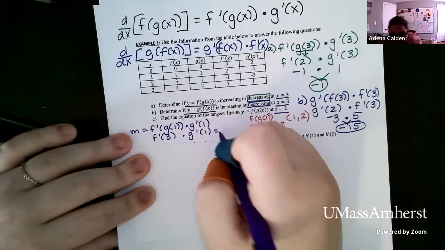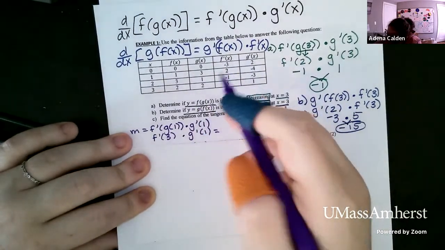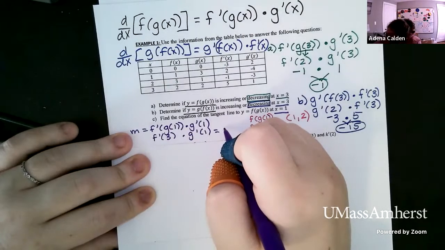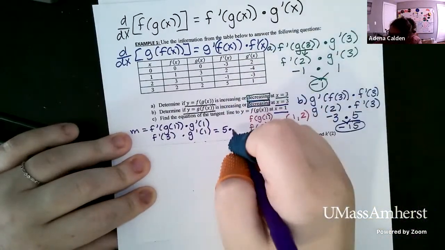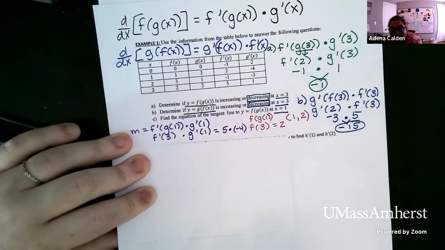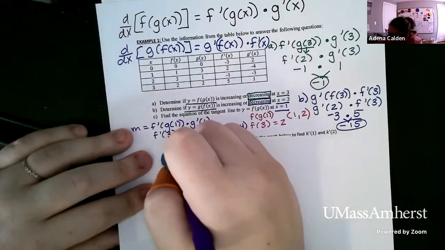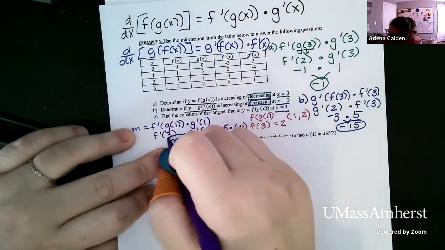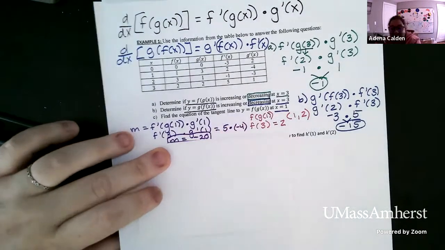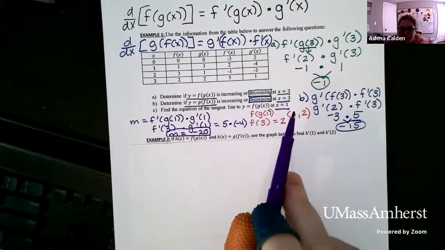Okay. So f prime of 3, we go to f prime, we go down to 3. That's going to give us 5 times g prime of 1. So we go to g prime, we go to 1, and that gives me negative 4. So 5 times negative 4, which tells me that the slope of my line is going to be negative 20. Right? So 5 times negative 4 is negative 20. So now I have a slope and I have a point.